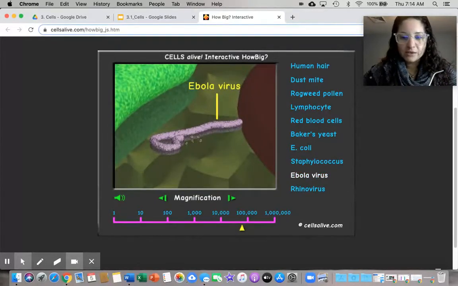So Ebola virus right here, it's this worm looking thing right here. I'm sure we've heard of it. It's been in the news semi-recently, but Ebola, very, very fun virus to talk about.